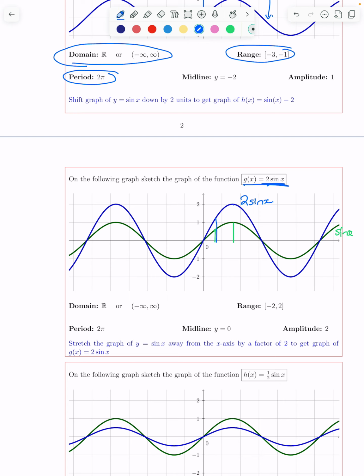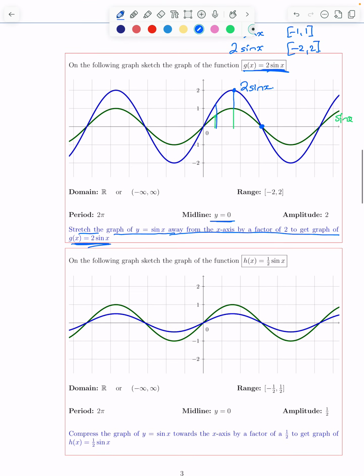Okay, so when the y value is 1, the new y value becomes 2. Okay, and then when the y value is 0, it just remains 0 when you multiply it by 2. So the graph of y equals sine x, if you stretch that graph away from the x-axis by a factor of 2, you get the graph of 2 sine x. And then in terms of range, if we know that the range of sine x is from -1 to 1, 2 times sine x, you multiply all those values by 2 to get a range of -2 to 2. Okay, midline of y equals 0.